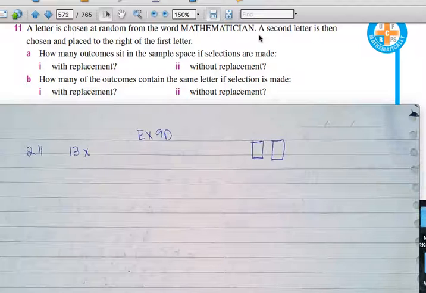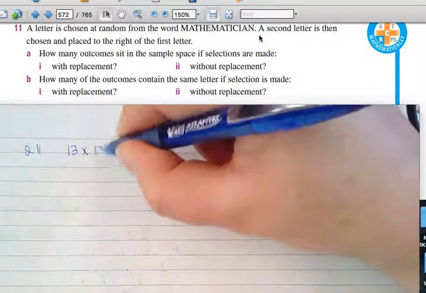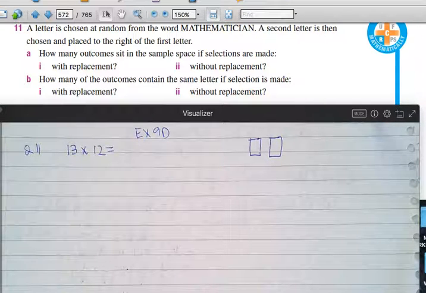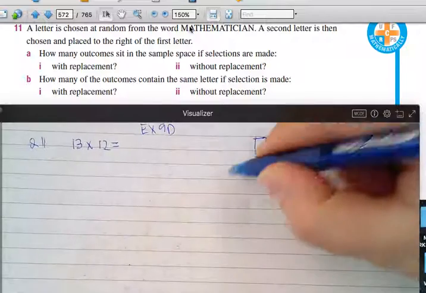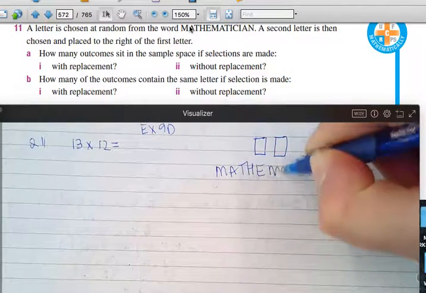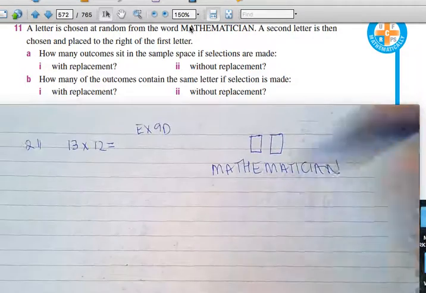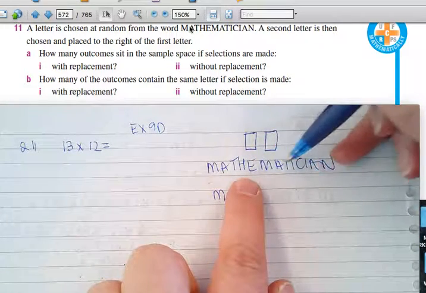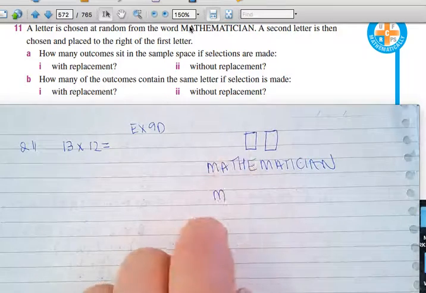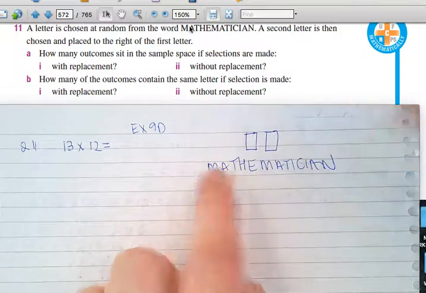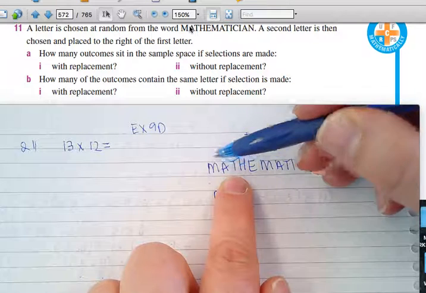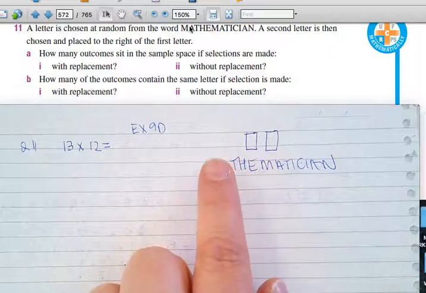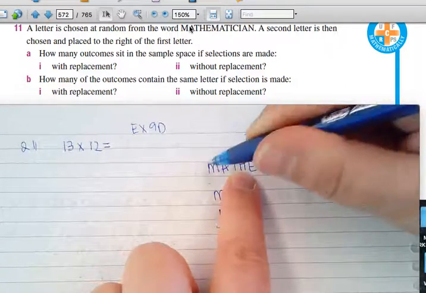How many letters are left? And 12 choices for the second letter. How many outcomes do you have? See, girls, this is what you could have. Watch. Mathematician. If the first letter is an M, couldn't the second letter be an A, T, H, E, M, A, T, I, C, I, A, N? And if the first letter is an A, couldn't the second letter be an M, T, M, H, E, M, etc.? There's a lot of different possibilities. And if the letter is a T, you would have those 12 others available.